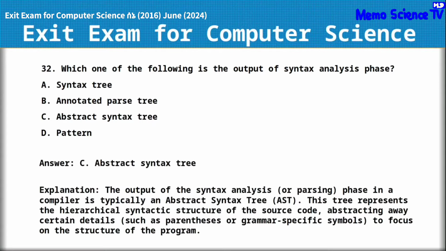Because of that, the output of the syntax analysis or parsing phase in a compiler is typically an abstract syntax tree. This tree represents the hierarchical syntactic structure of the source code, abstracting away certain details such as parentheses or grammar-specific symbols to focus on the structure of the program.